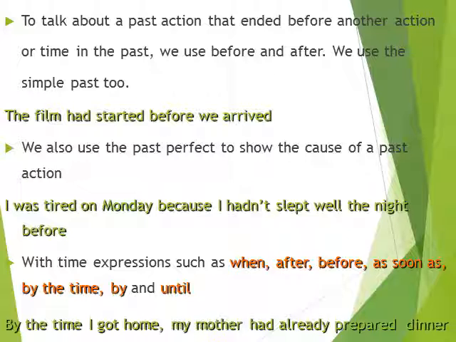We also use the past perfect to show the cause of a past action. Pay attention that because is always followed by the past perfect. Why? Because the reason always happens before the result. So what is the reason? I hadn't slept well. This is the reason. And what is the effect or result? I was tired on Monday. So I was tired on Monday because I hadn't slept well that night.